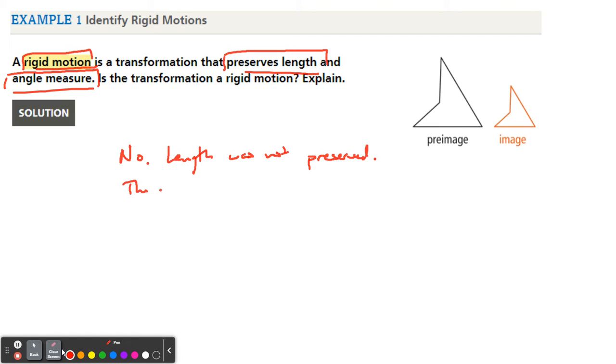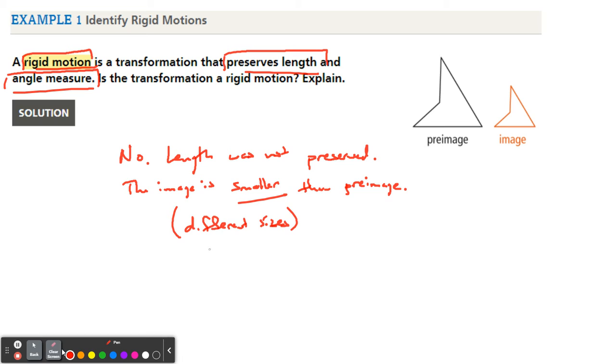The image is smaller than the pre-image. Again, the idea here is that these two figures cannot be different sizes to be a rigid motion, and these two figures are different sizes. If you think of rigid motions, preserving length means they're the same size. Preserving angle measure means they're the same shape. These two have the same shape but different size.